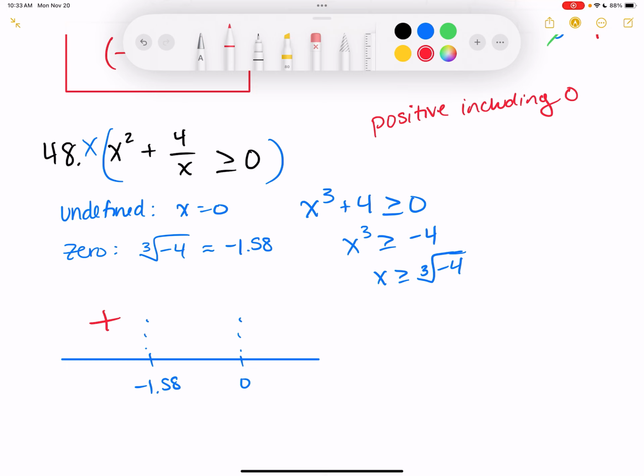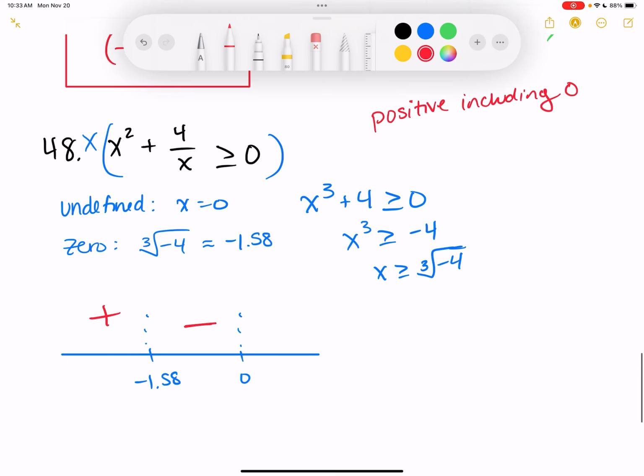What about in the middle? -1. So -1 squared is positive, and then 4 divided by -1 is negative. So 1 minus 4 is negative, so that middle is negative. And then over here, 1, and I can see that everything's already positive, so that one is just going to be positive.